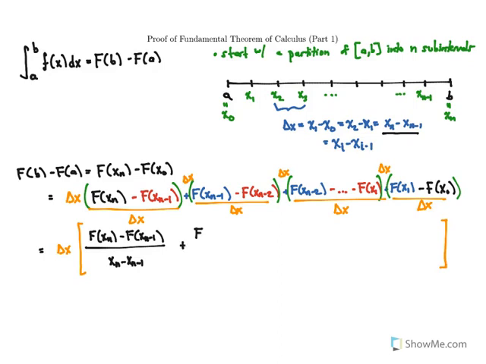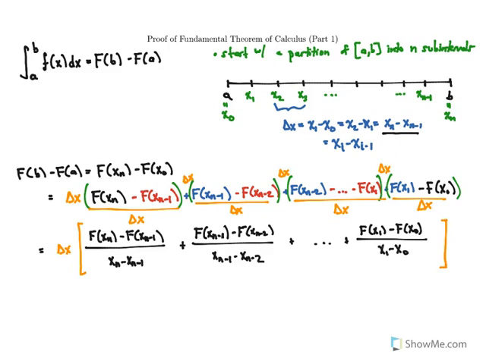For the next term, I have f of x sub n minus 1 plus f of x, minus f of x sub n minus 2. And I'm going to divide that by not delta x, but x sub n minus 1 minus x sub n minus 2. And I'm going to continue doing that for all these terms until I get to the last one, which is going to be f of x sub 1 minus f of x naught divided by, this time, x1 minus x naught.